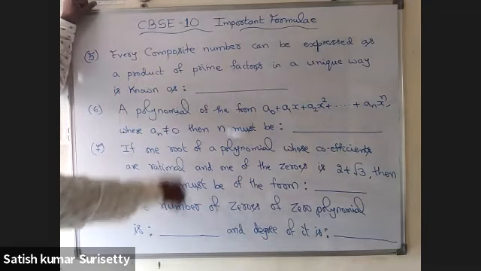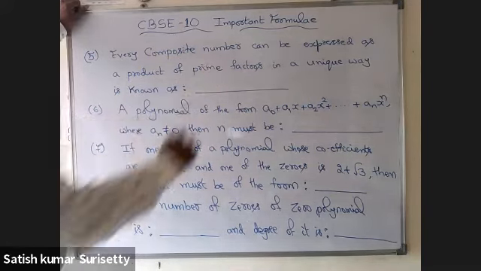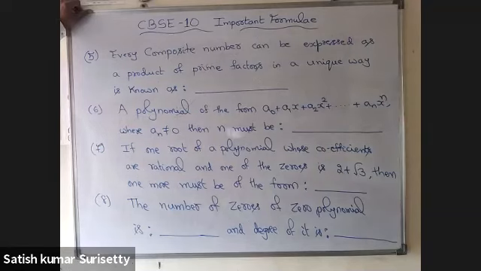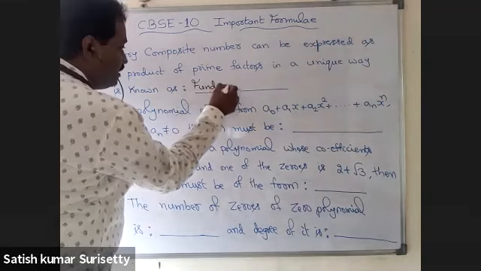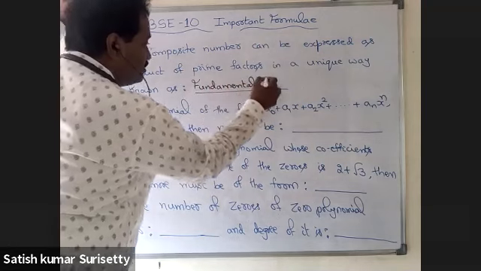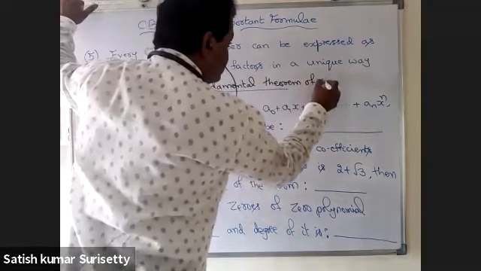Go through a few more concepts by stopping the video and write your answers and then verify. Now, check yourself. Every composite number can be expressed as a product of prime factors in a unique way is known as the fundamental theorem of arithmetic.